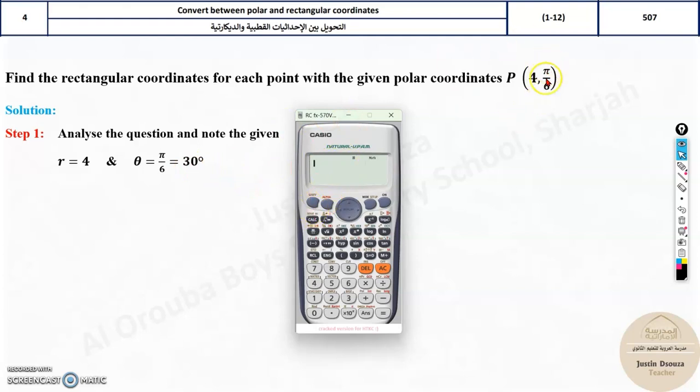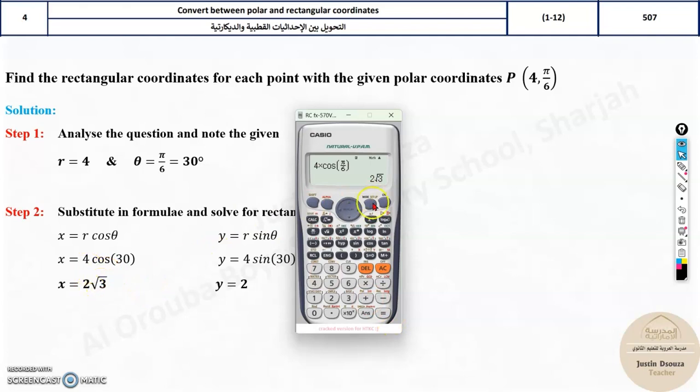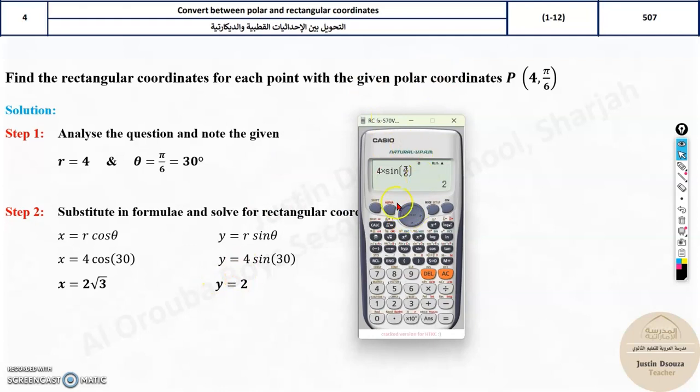Now, if you want to use pi by 6 itself, you need to press shift, mode, and then radians. Now, we know the formula is r into cos theta, that is 4 cos of pi by 6. So this is the answer: 2 root 3. You can see over here 2 root 3. If I change this to sine, it's going to be just 2. That is the y value. But if you are not willing to change to radian mode, the default mode is degree.